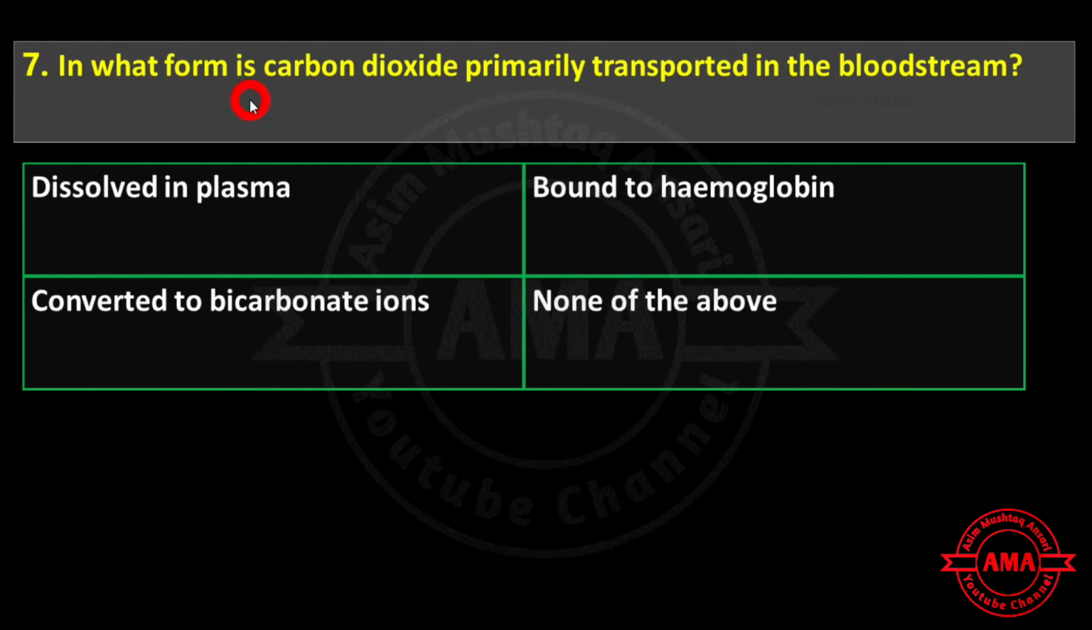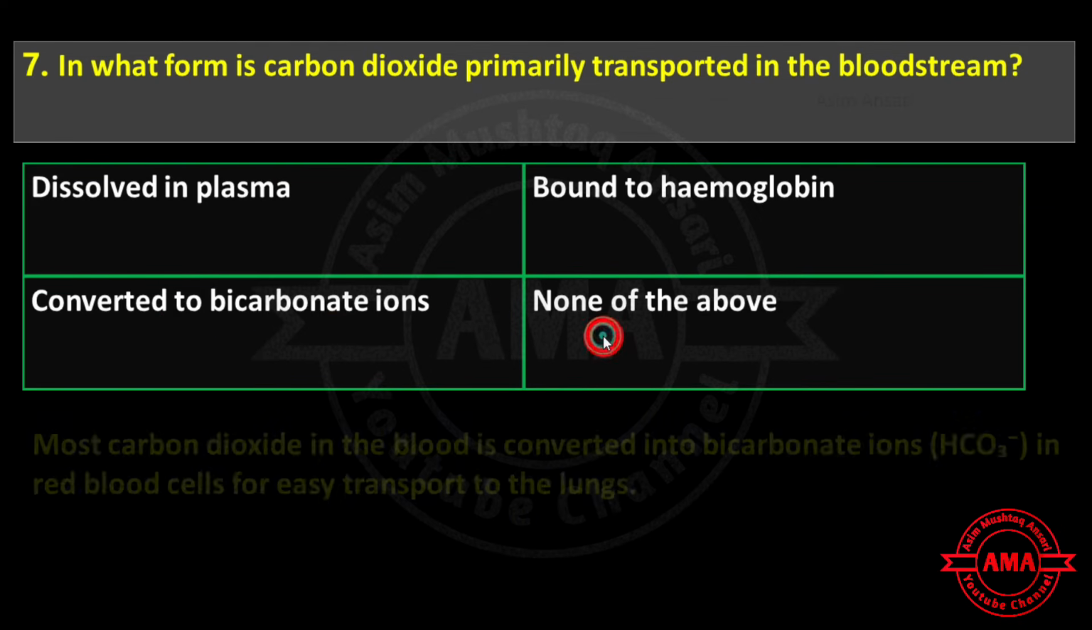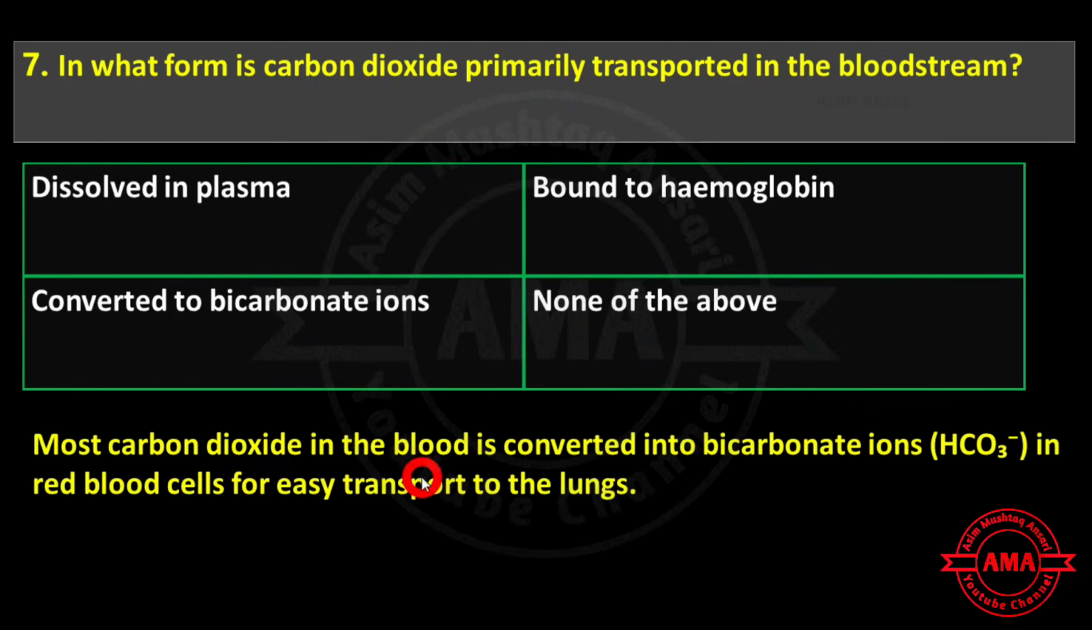Next is: in what form is carbon dioxide primarily transported in the bloodstream? Dissolved in plasma, bound to hemoglobin, converted to bicarbonate ions, or none of the above? Most carbon dioxide in the blood is converted into bicarbonate ions in red blood cells for easy transport to the lungs. So the exact answer is converted to bicarbonate ions.